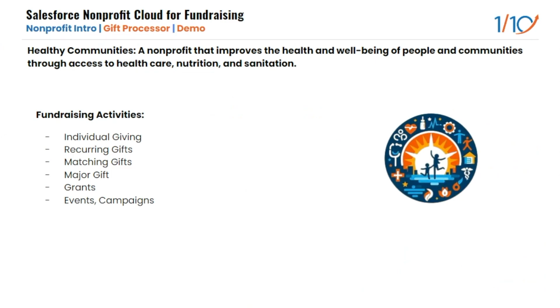First, let me introduce you to this fictional nonprofit, Healthy Communities, a nonprofit that improves the health and well-being of people and communities through access to healthcare, nutrition, and sanitation. Healthy Communities relies on fundraising to support its mission and programs. They have various types of fundraising activities, and these include individual giving, recurring gifts, matching gifts, major gifts, grants, events, and campaigns. In this presentation, we're going to be focusing specifically on entering checks into Salesforce or one-time gifts.